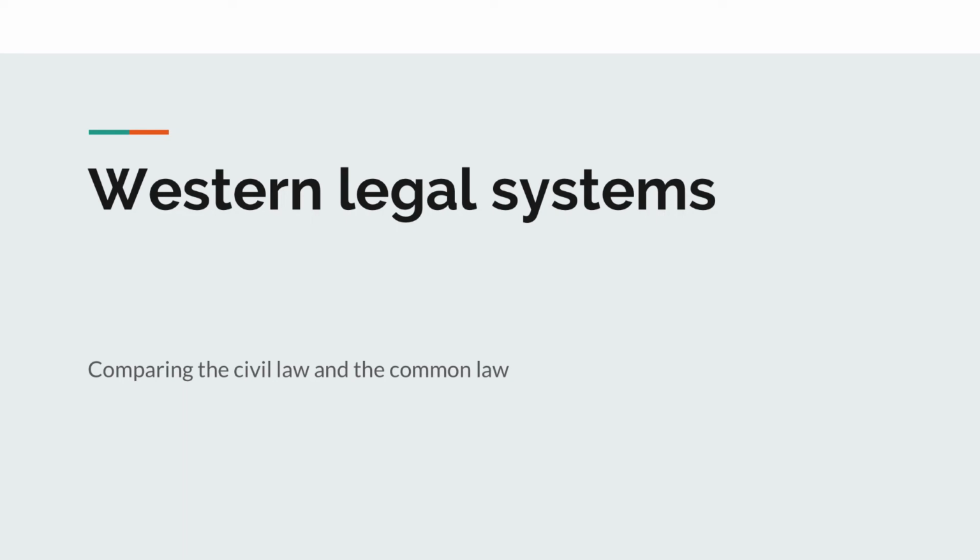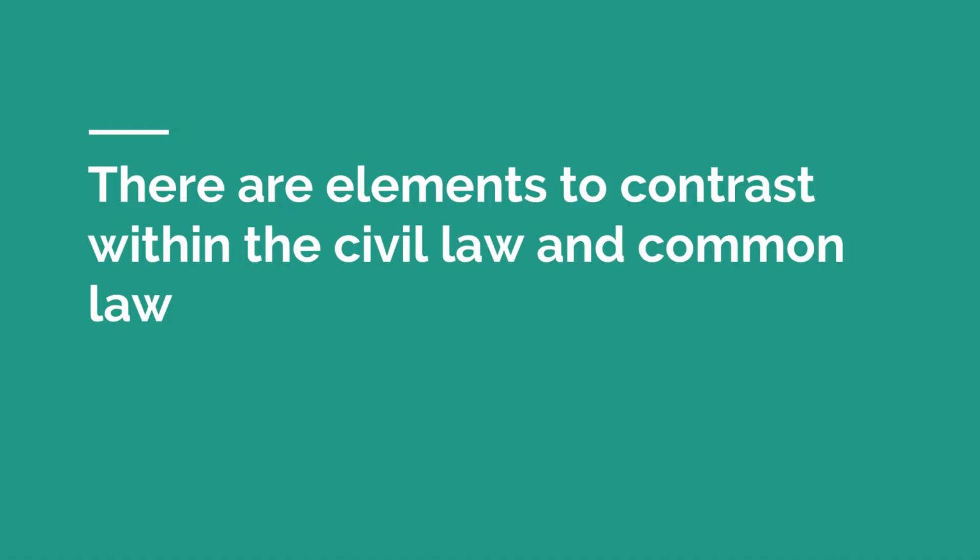In this section of the course, we're looking at comparative law. Comparative law is that process by which we examine two different legal systems, and we look at their differences and their similarities. And in this case, we start with Western legal systems, which is comprised of the civil law and the common law. Now, there are certain elements that we're going to contrast within the civil law and common law to show their differences between these two legal systems.